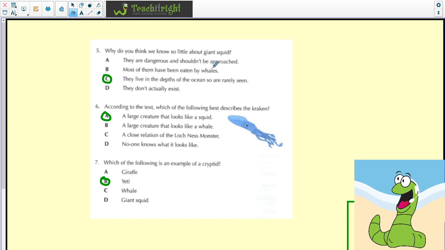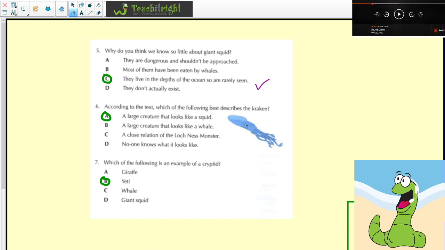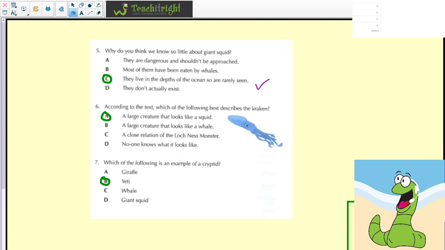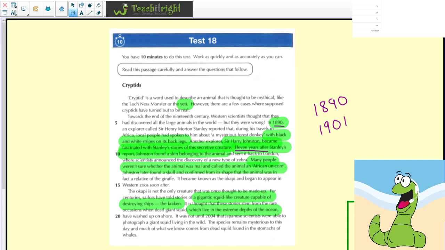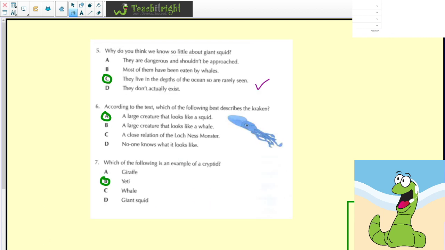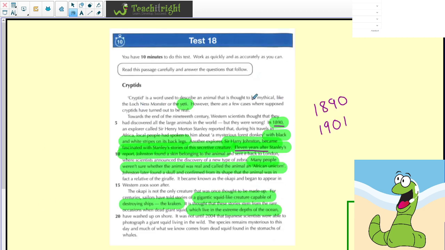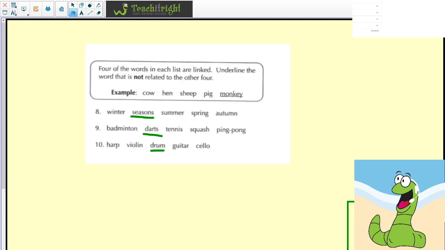Question 5. Why do you think we know so little about giant squid? They live in depths of the ocean, so are rarely seen. And then according to the text, which of the following best describes the kraken? I think you pronounce that as kraken, but let's just double check. I often use pronunciations here just to help us. Kraken. Okay, there we go. So the kraken, a large creature that looks like a squid. And if we come back to the text, a giant squid-like creature capable of destroying ships. And then which of the following is an example of a cryptid? Well, it's actually a yeti, and that actually says that in line 2. So like the Loch Ness Monster or the yeti. So hopefully you've done well on those. Let's move on to the next questions and see what we had to do.